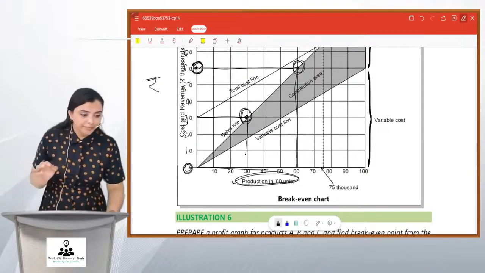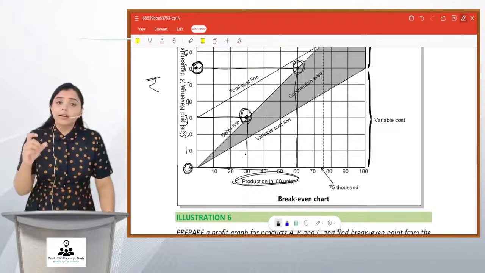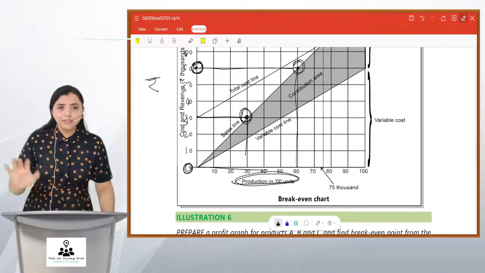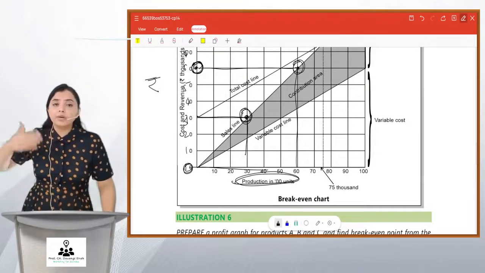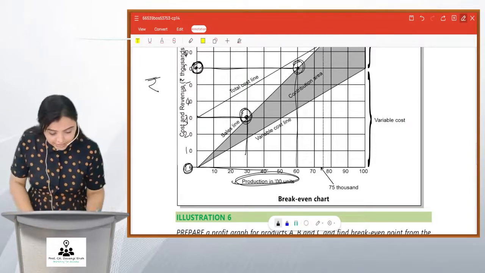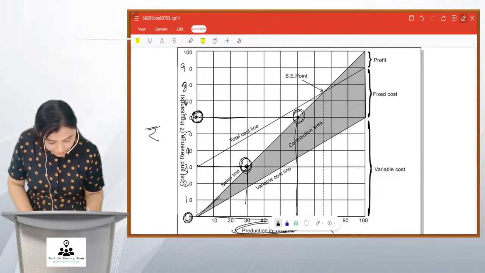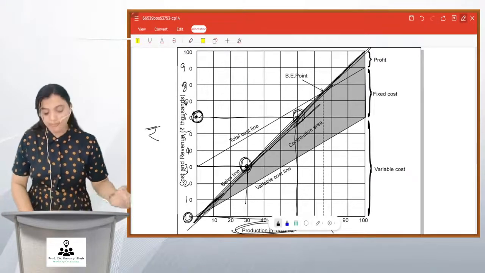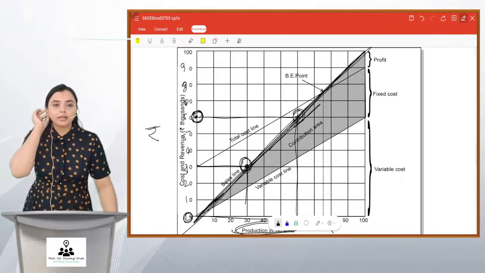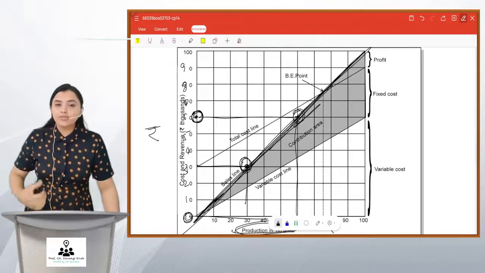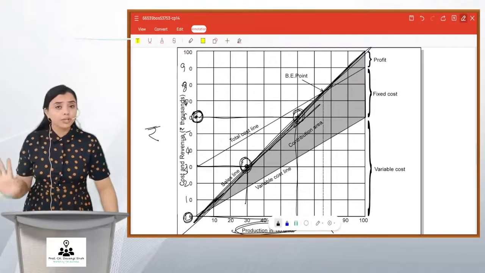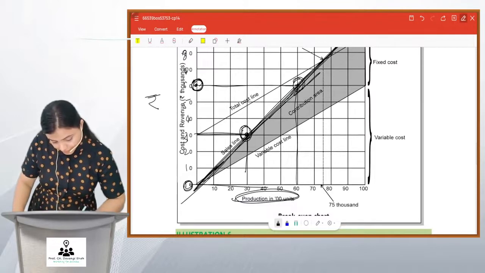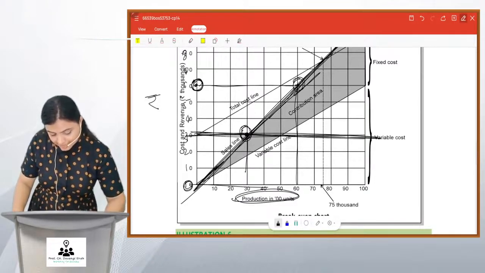If I make 0 units, variable cost will be 0. If I make 1 unit, variable cost will be more. If I take 2 units, variable cost will go on increasing. So, friends, this is how your variable cost graph will look. This is your variable cost graph. Fixed cost is 30,000. Friends, fixed cost is incurred at 30,000 irrespective of the units I make. So, this will be your fixed cost graph. It will be parallel to your x-axis.